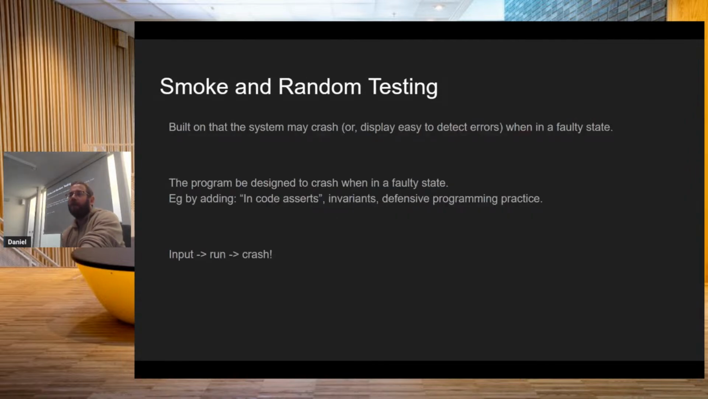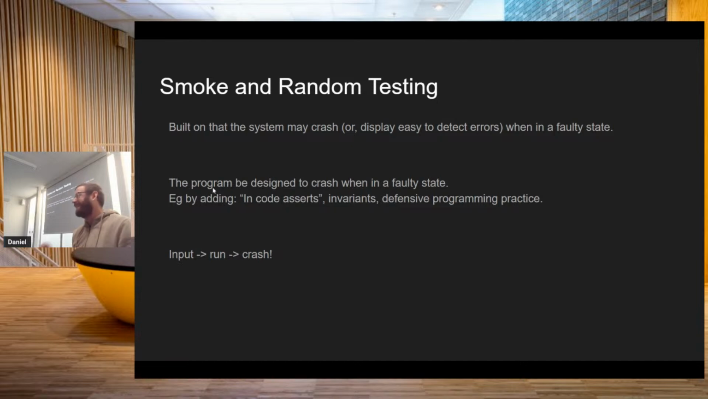We also have something called smoke and random testing. So when we have a system like my game, I want to know, does it have any bug in it? And then I try to run the system in as many ways as possible to see if it crashes. So both smoke and random testing are built to find whether a system can crash. And a crash is an observable failure that is easy to determine.